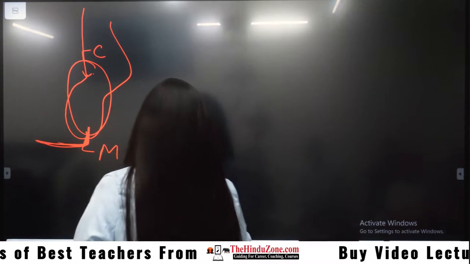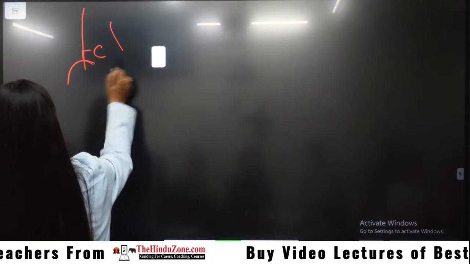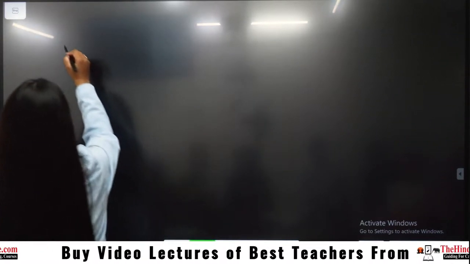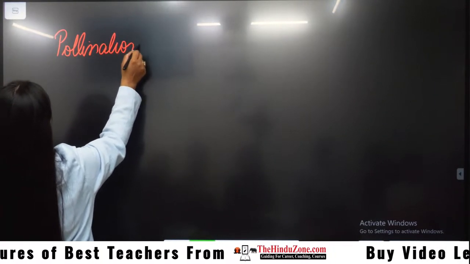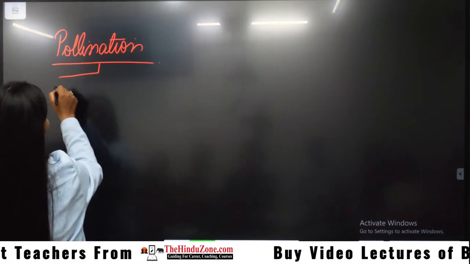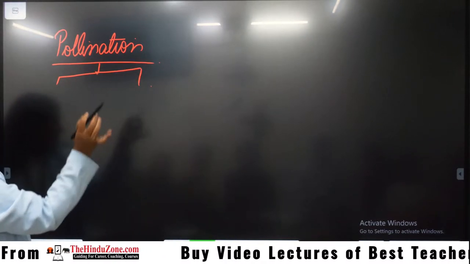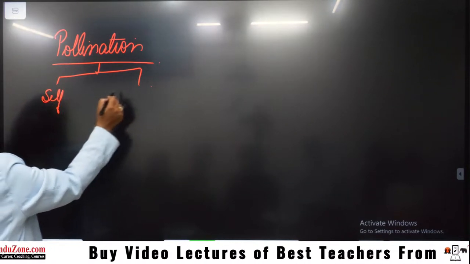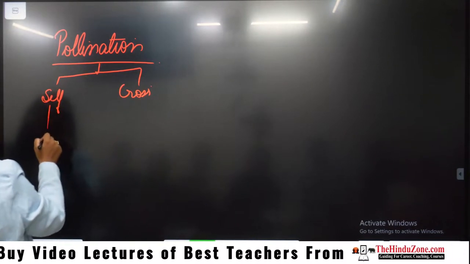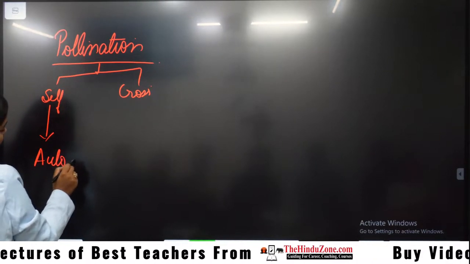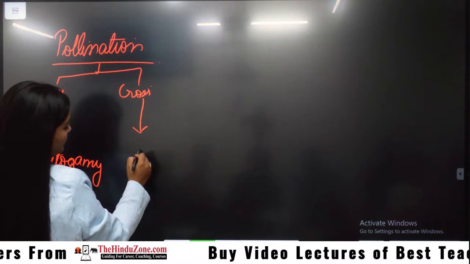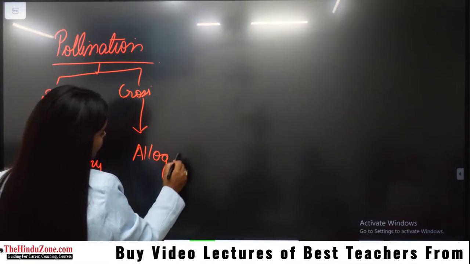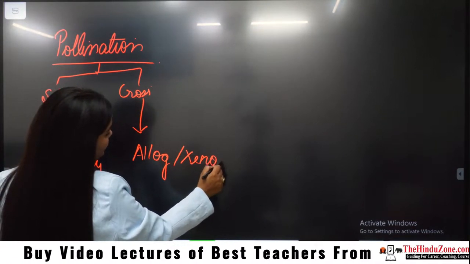Pollination is one of the exceptionally important topics. So come back to pollination, girls and boys, again. In pollination we talk about two modes of pollination: self and cross. Self-pollination technically was autogamy. Very good. And cross-pollination technically was xenogamy, we can say. Okay?